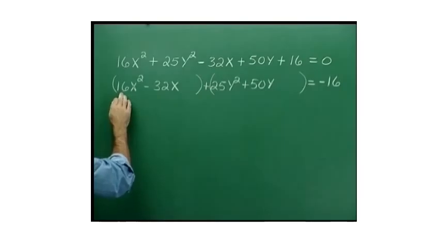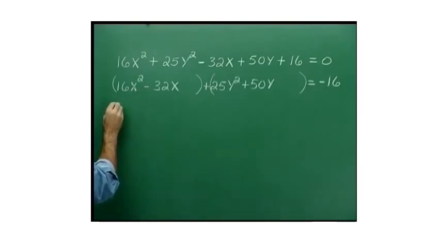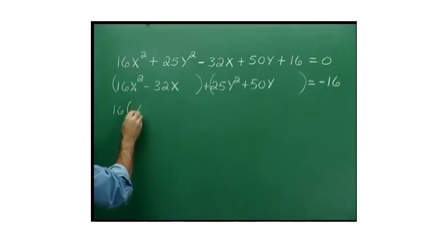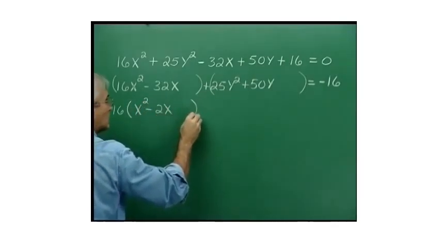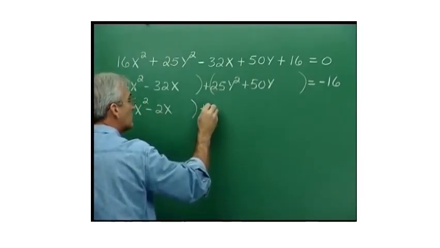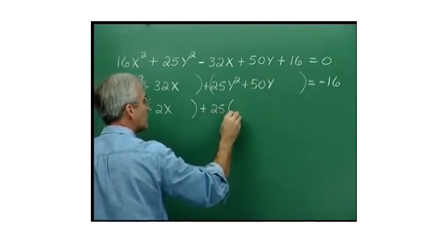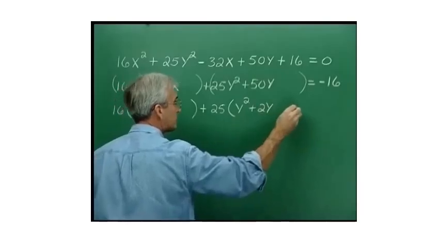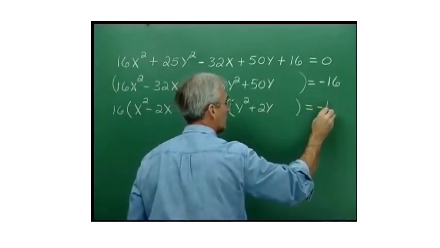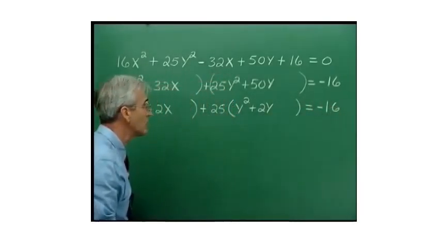Well, taking the 16 out of these two terms, we get, let's see, 16 times x squared minus 2x. You see, and then here we'll pull the 25 out of those two terms, so we'll have y squared plus 2y. Okay, and away we go with completing the square.